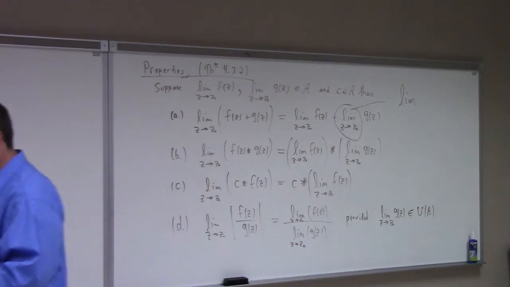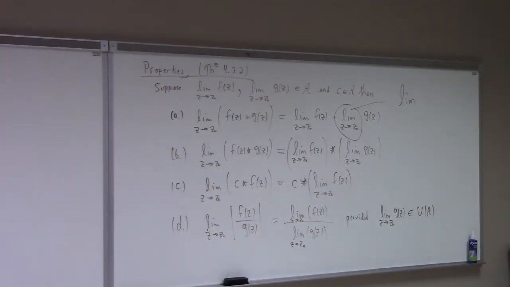Now, if you think about it, if you have part B, you can easily get part C if you knew that the limit of a constant was just the constant again. Maybe I should prove that for you guys. Let's start out with that. Shouldn't take long.